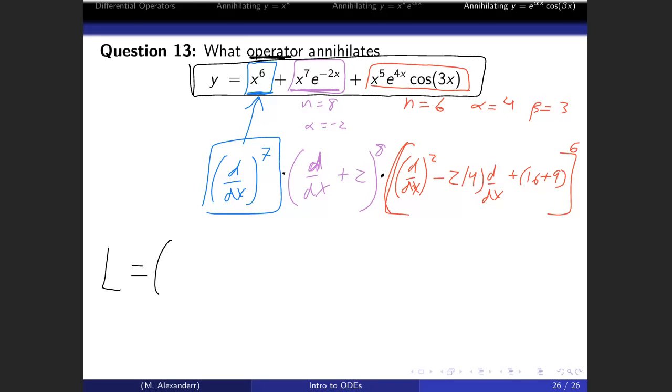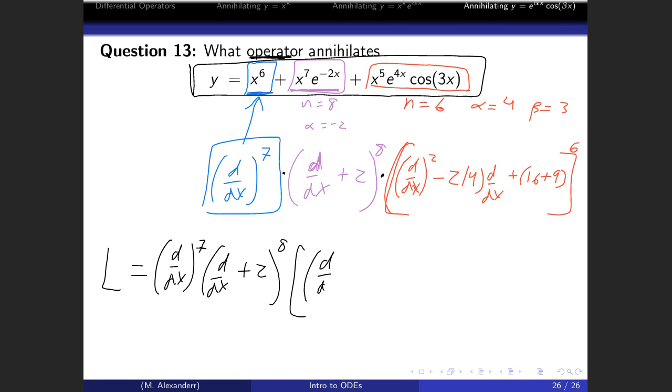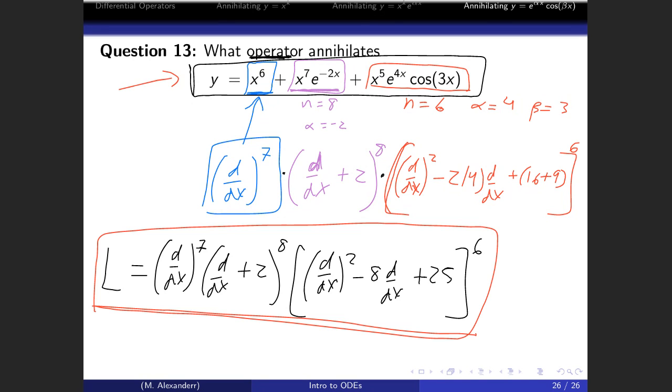So let me just write it out one more time, just to put it in one single color. And so this is d dx plus 2 to the 8th power, and then we're going to multiply this by d dx squared minus 8 d dx, and then this becomes a what? 16 plus 9, that's a 25, and then this to the 6. So what we're saying is this operator in the red box in the very bottom is the operator that cancels out this original y function, which has 3 terms to it. And then to figure that out, you just look at term by term and then multiply the operators.